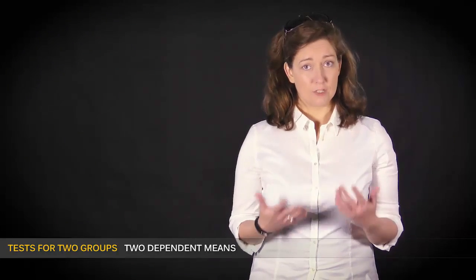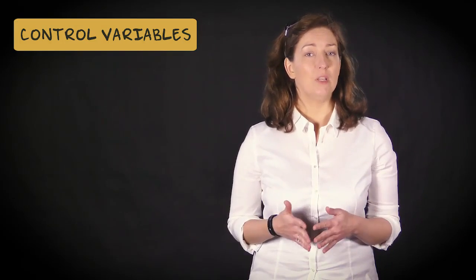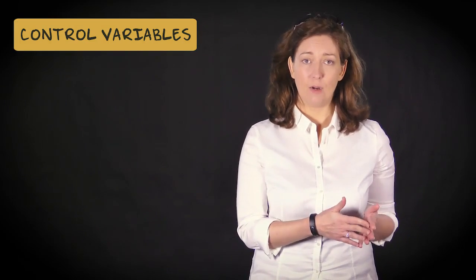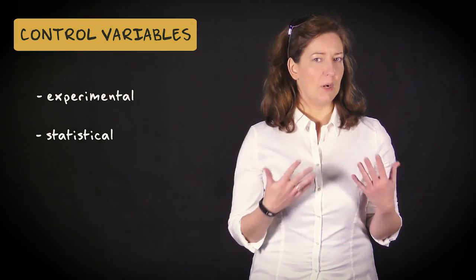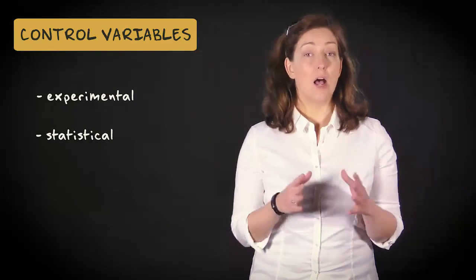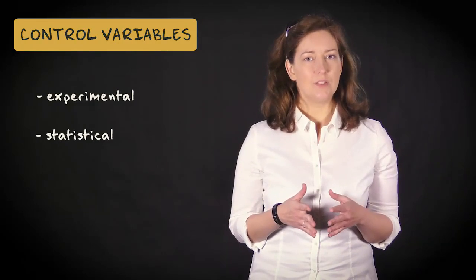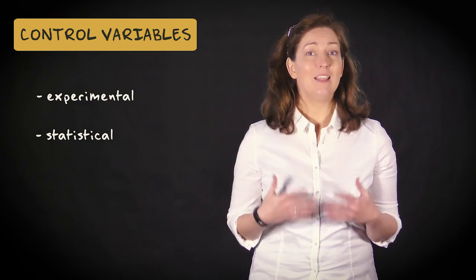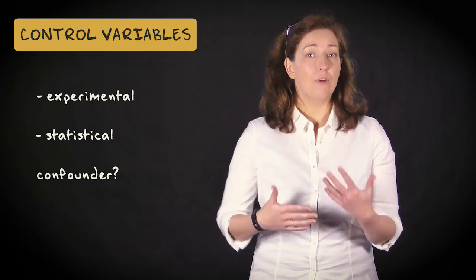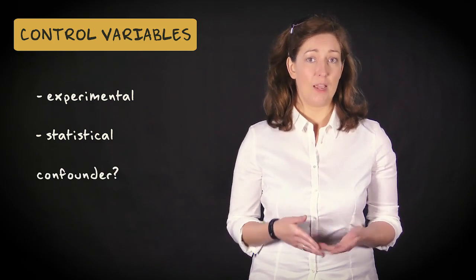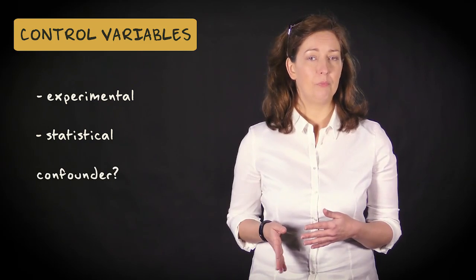In this video, I'll discuss how we can take into account the effect of a control variable on the relation between the independent and the dependent variable. We'll look at experimental and statistical control of possibly confounding variables and see how to check if a control variable is in fact a confounder and provides an alternative explanation for an effect on the dependent variable.